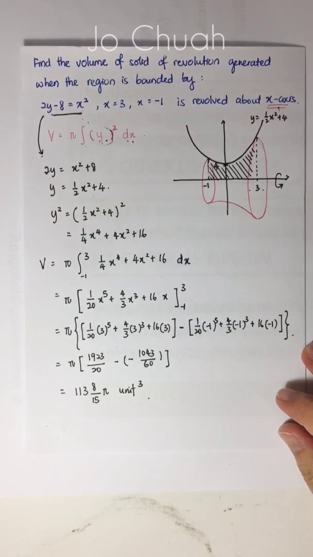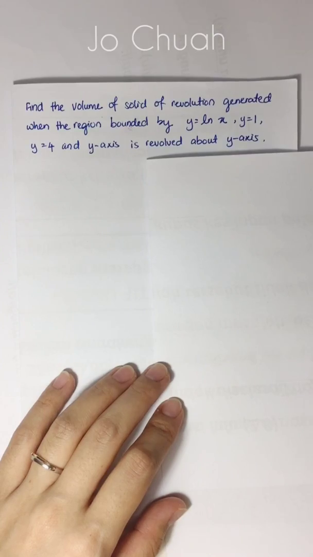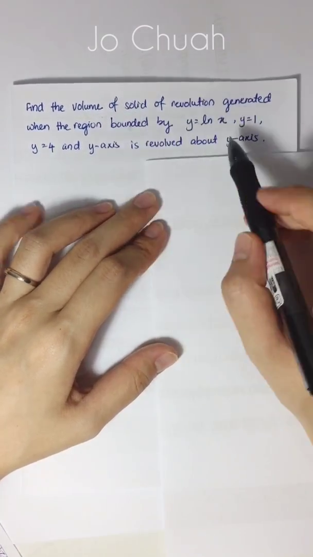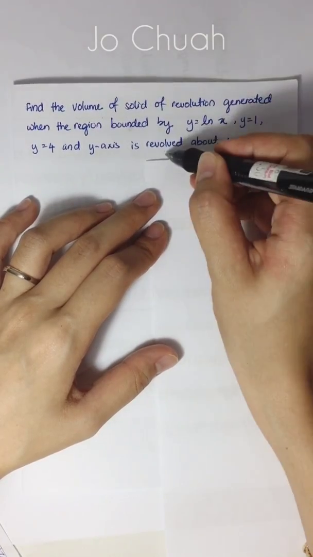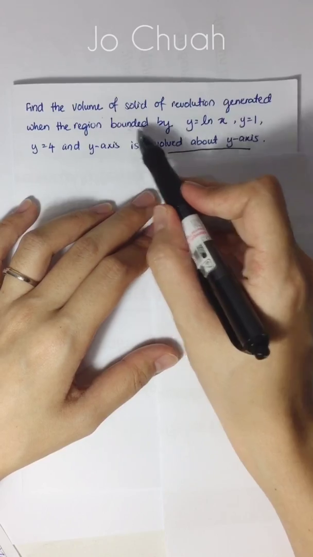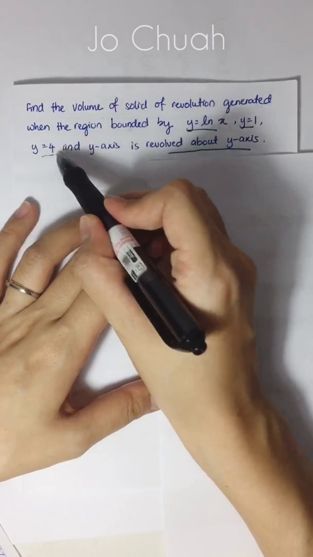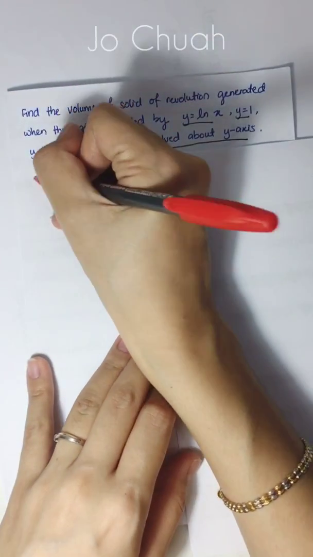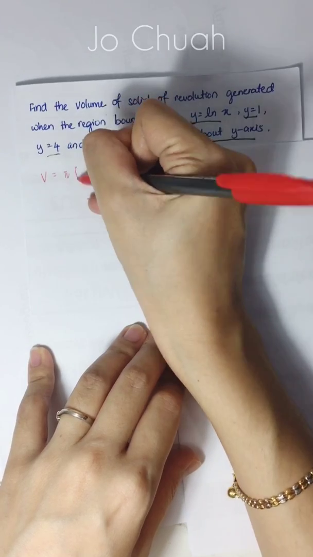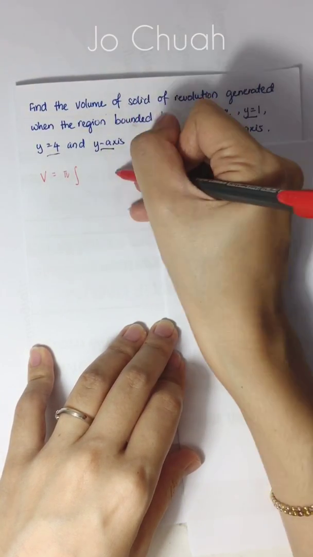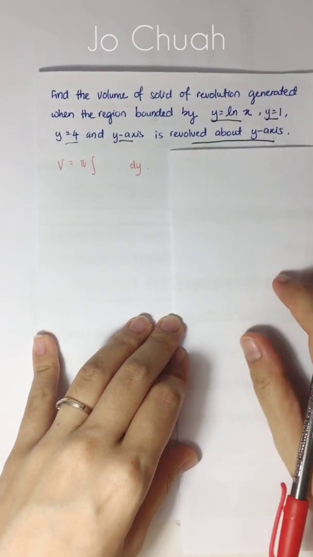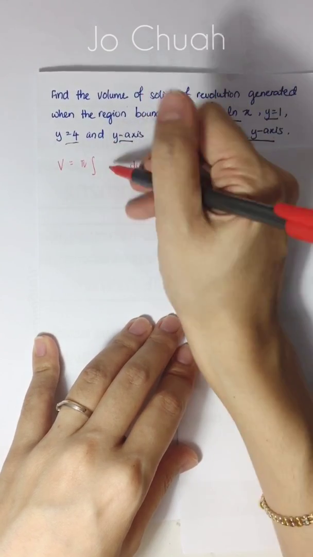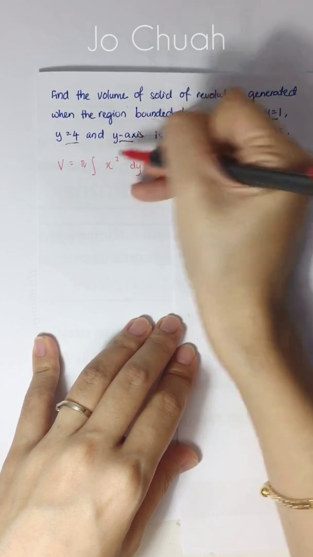Alright, this is our first example for volume. For the second example, we're gonna talk about the volume as well, but it's when it's revolved about the y-axis. So you're gonna find the region bounded by this, this, and this. And when it's about y-axis, it's the same thing. So the volume is gonna be π, and the limit. So when it's about y-axis, you're gonna have dy, right? So when it's a dy here, you're gonna have something in terms of y, which is x in terms of y, and you have to square this.